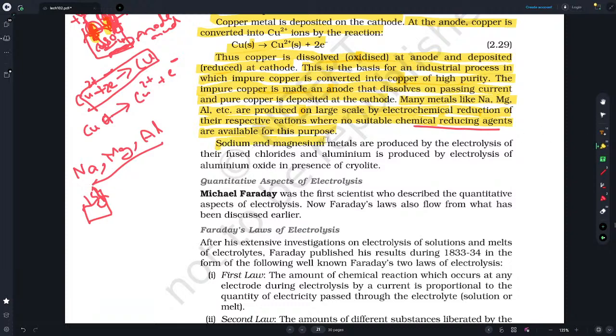Sodium and magnesium metals are produced by the electrolysis of their fused chlorides, meaning NaCl and MgCl2. Aluminium is produced by electrolysis of aluminium oxide, Al2O3, in the presence of cryolite.